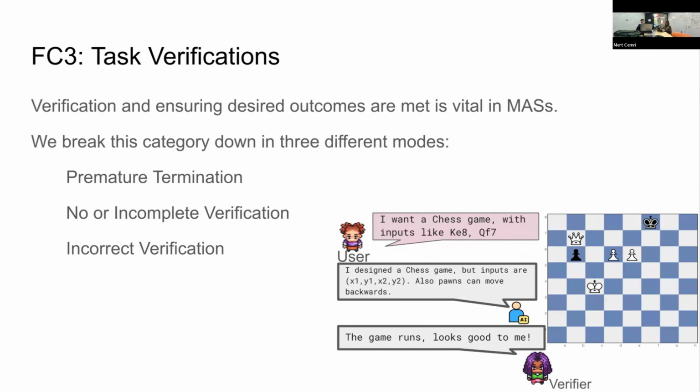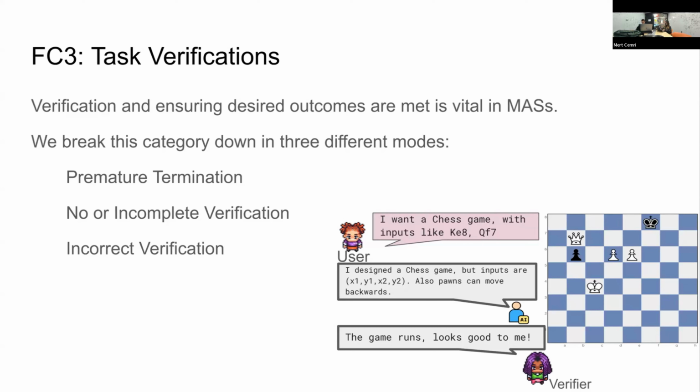Another category is task verification. Task verification failures arise at the end, in the post-execution stages of a multi-agent system trace. The main modes we identify are premature termination, that is to say, when a multi-agent system ends early, or there can be a verifier that's supposed to make sure the system is behaving correctly. However, that verifier might perform incorrect verification, or there are cases where there is no verifier at all.